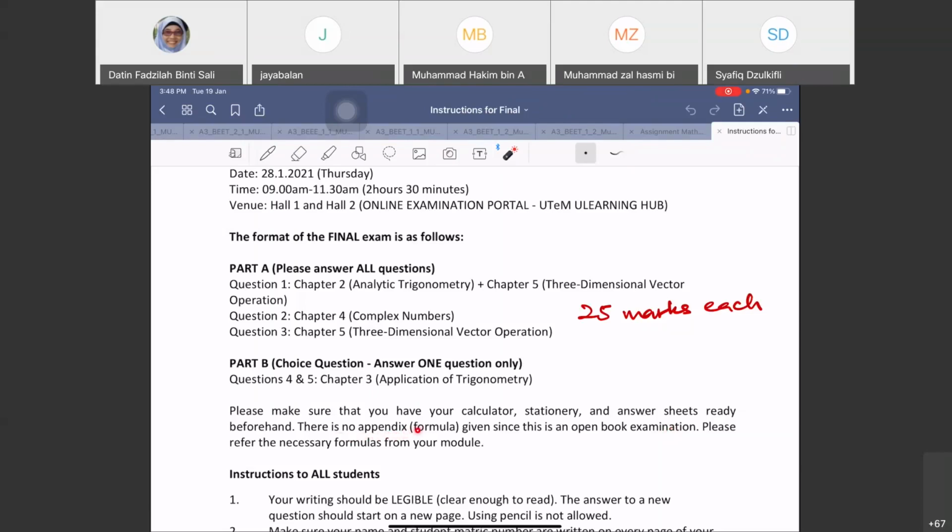There is no appendix given, so that means this is an open book exam. You can look at the formulas in your textbook. It's up to you. Basically it's an open book exam, so if you need the necessary formula, just look at them.